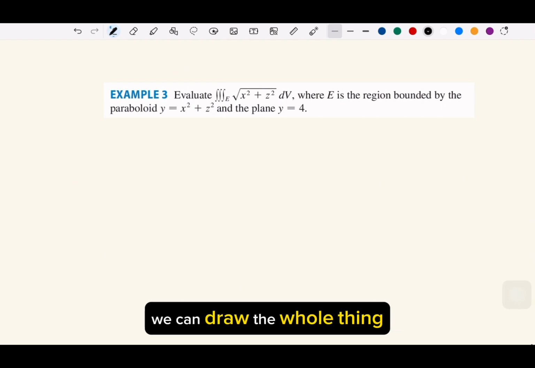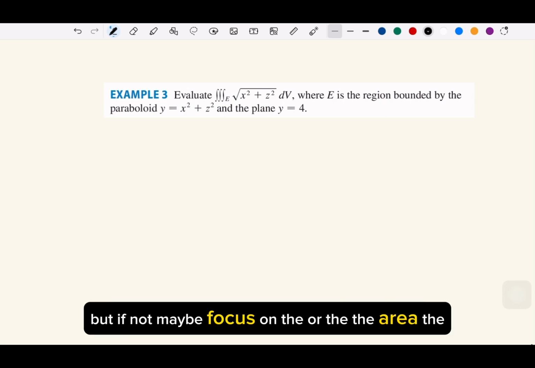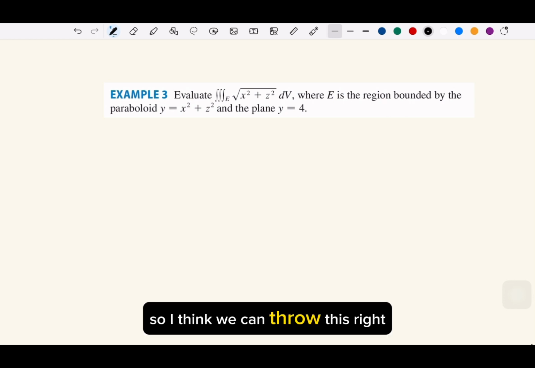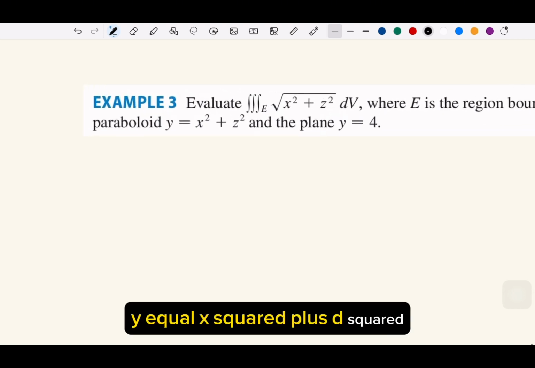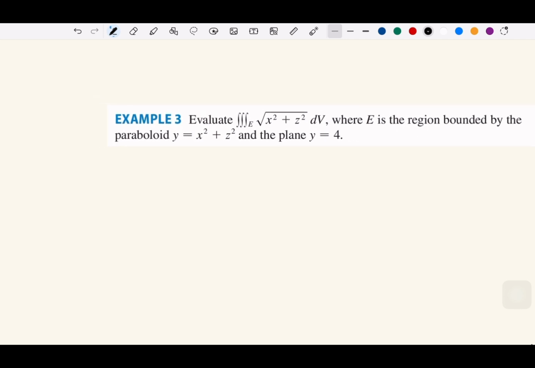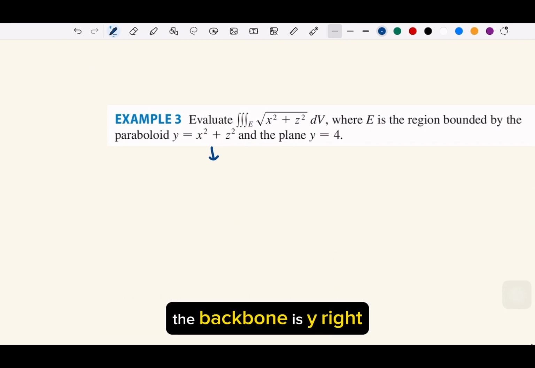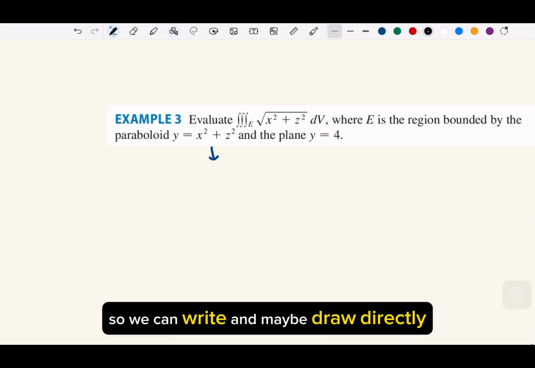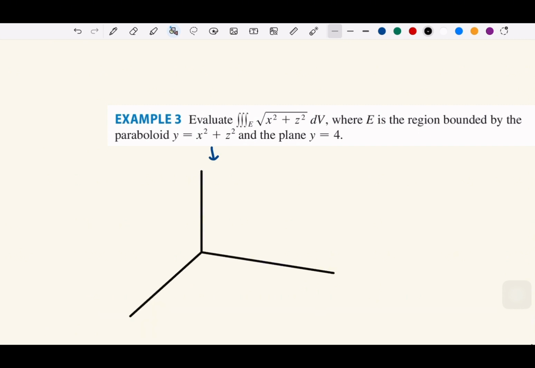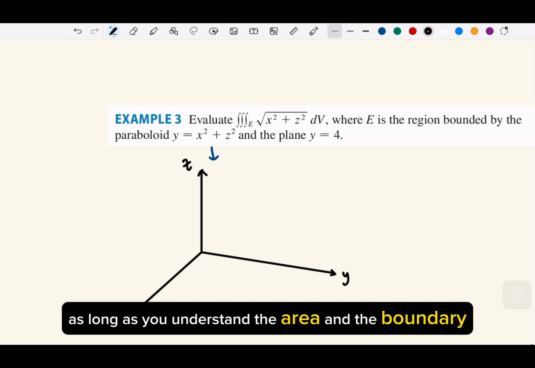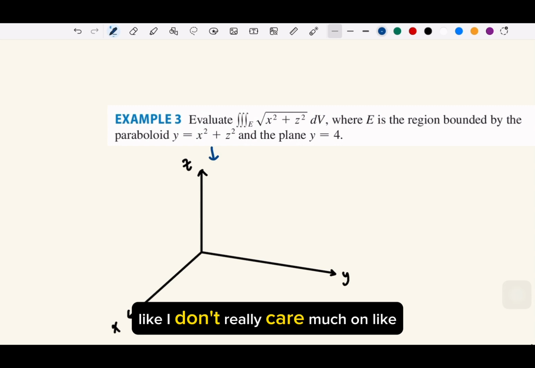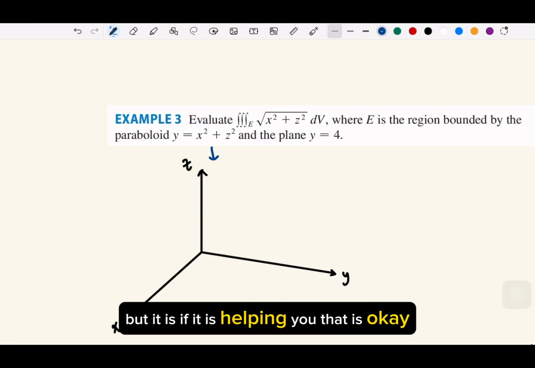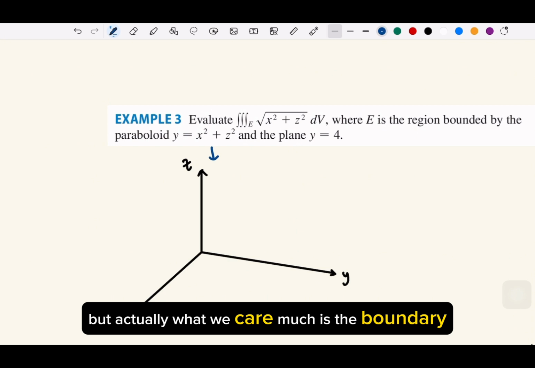If it is simple enough, we can draw the whole thing. But if not, maybe focus only on the area, the D. So I think we can draw this, right? Which means that we have the paraboloid y equals x squared plus z squared. It means that this paraboloid has a center, the backbone, which is y. So we can just draw directly. As long as you understand the area and the boundary, it should be okay. I don't really care much about how good your drawing is, but if it is helping you, then it's okay. But actually what we care about most is the boundary.